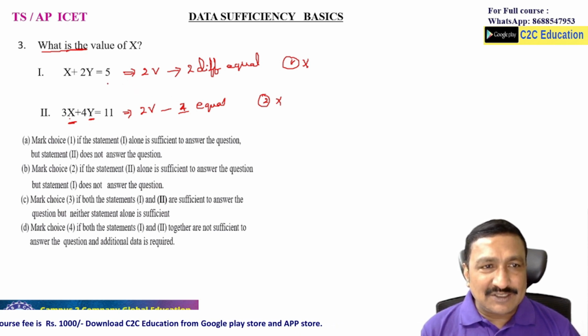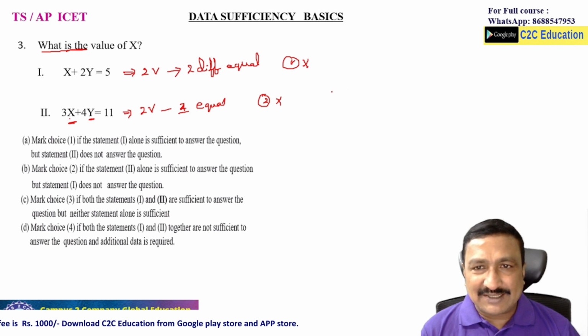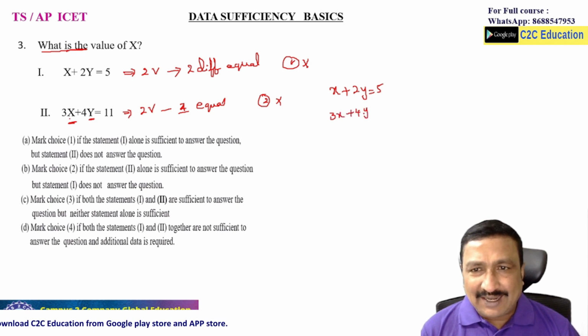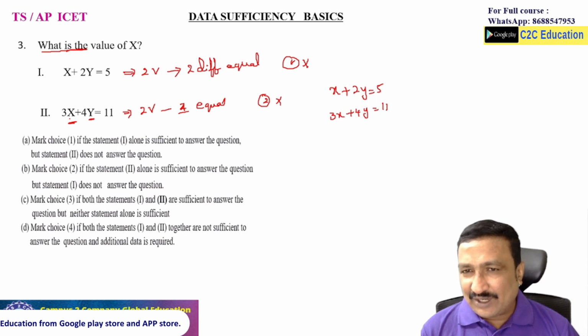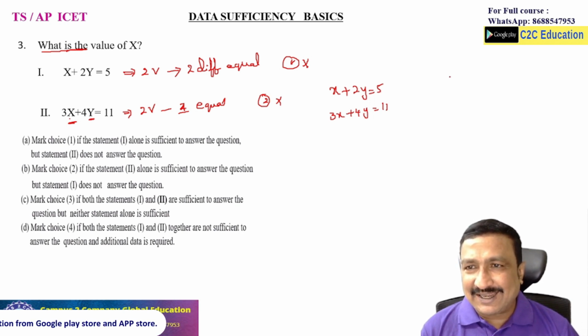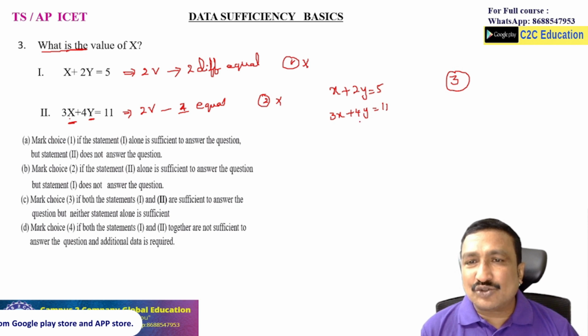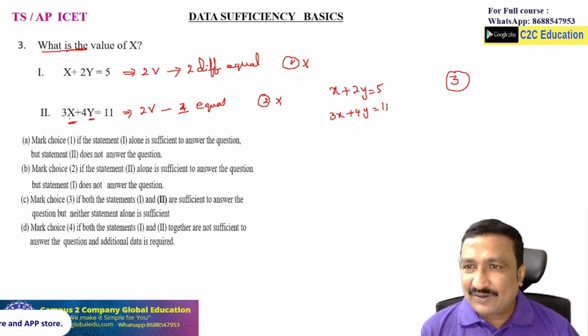Now by using your subject knowledge, combine the first statement and the second statement: x plus 2y is equal to 5 and 3x plus 4y is equal to 11. If you are very strong in the subject, you can say directly the answer is the third option. No need to solve. They're not asking for values, they're just asking whether you can find the answer or not. Otherwise we have to solve these equations. Here I want the x value, so I have to eliminate the y value.